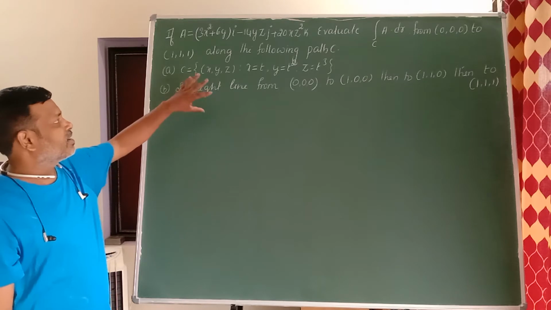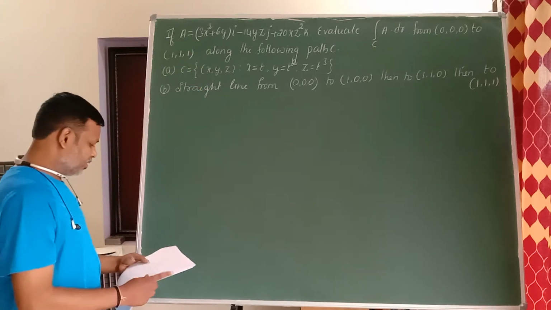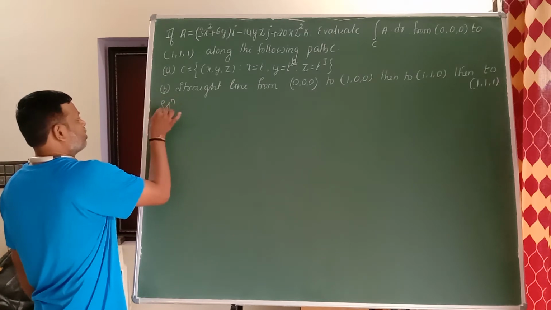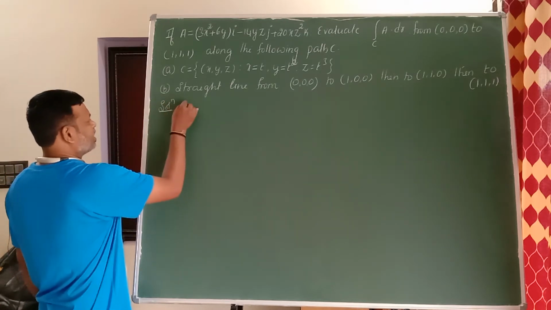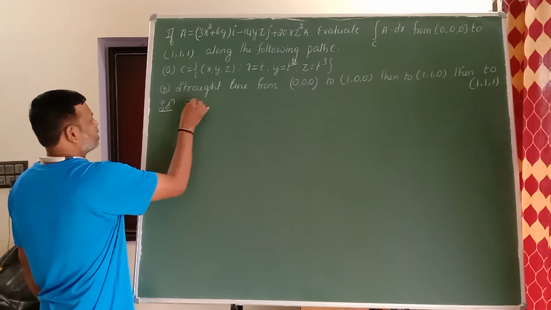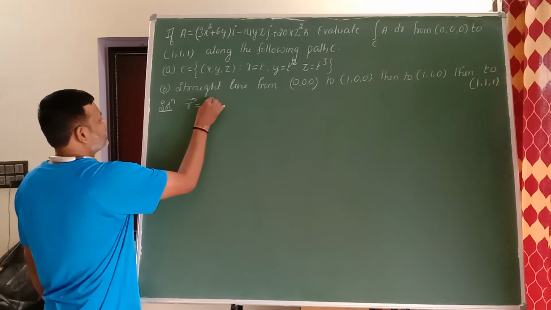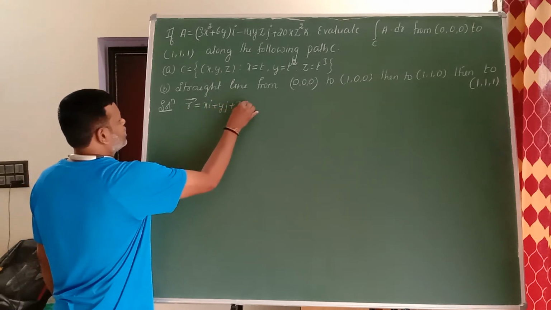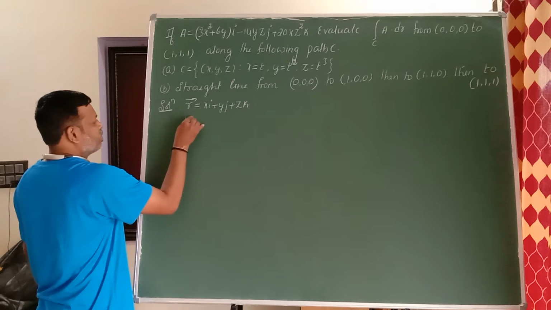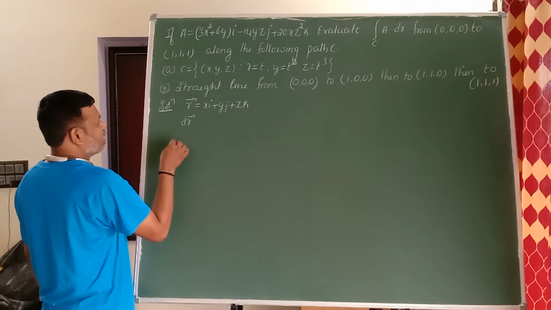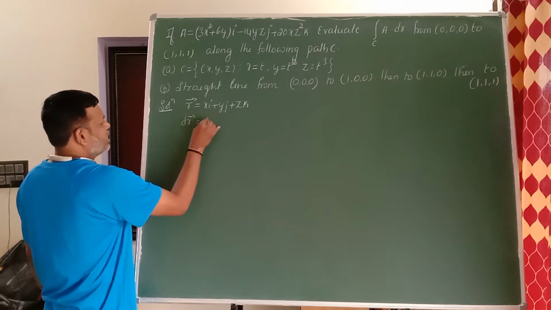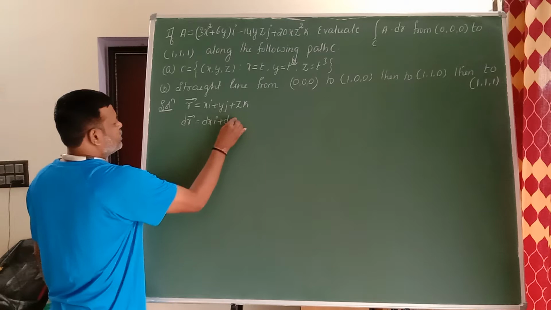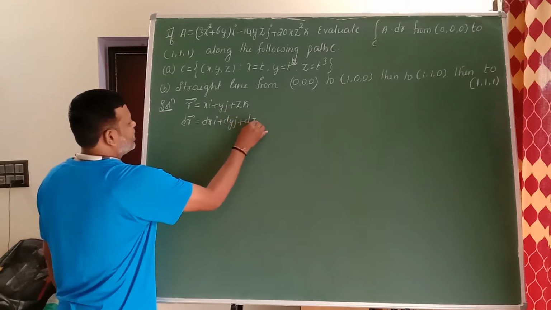First, let us construct a formula. This is a special case of problem. We have to do it like this. First, let us take a vector equation: r is equal to xi + yj + zk. Then find out dr only here. Don't take dr by dt. dr is equal to dx i + dy j + dz k.